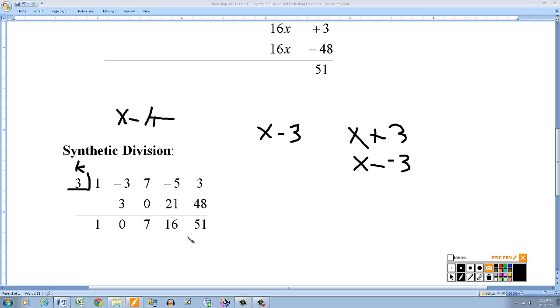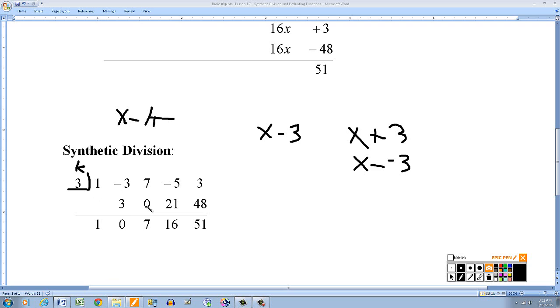So the way it works then is I leave some space here, draw my line, and then whatever coefficient you have here, you put it below the line. That's 1. And then it just works this way. 3 times 1 is 3. And then I add these. Negative 3 and 3 is 0. Then continue the multiplication. 3 times 0 is 0. Bring it over to the next position right here.